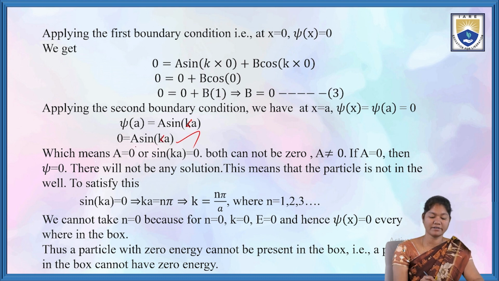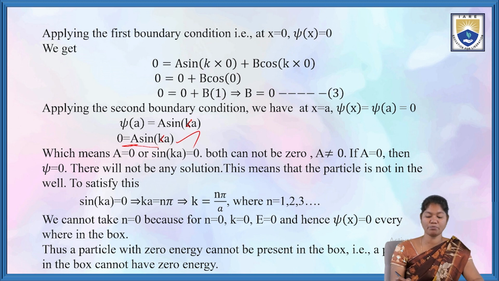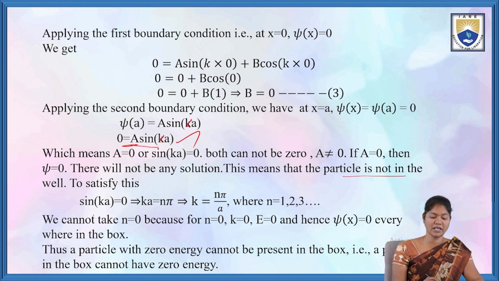Here either A may be 0 or sin ka may be 0. But A is not equal to 0. If A is equals to 0, psi becomes 0, so there will be no solution, which means the particle is not in the well. So we take sin ka is equals to 0, which implies k is equals to n pi by a.